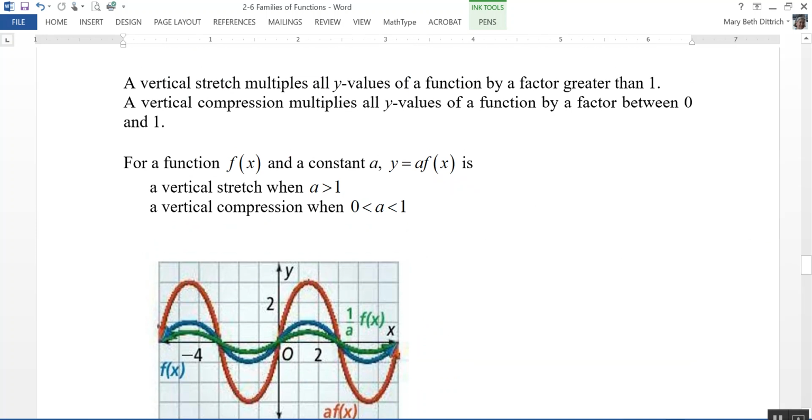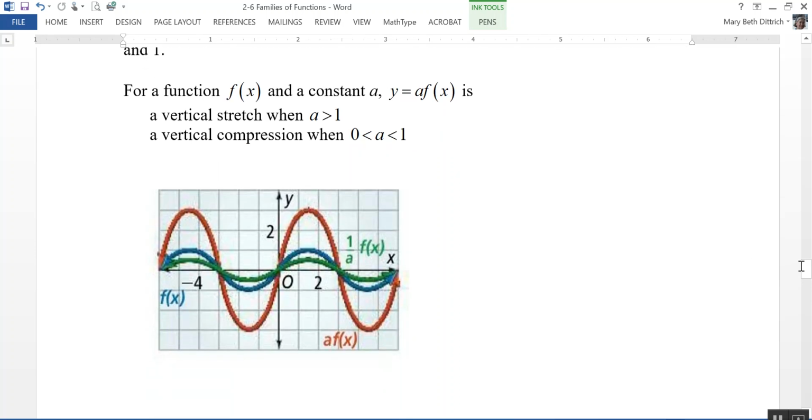A vertical stretch multiplies all of the y values of a function by a factor greater than 1. A vertical compression multiplies all y values of a function by a factor between 0 and 1, so like a fraction. So here's a little graph of that. For a function f of x and a constant a, y equals a times the function f of x. It's a vertical stretch when a is greater than 1. So that's going to be the red one here.